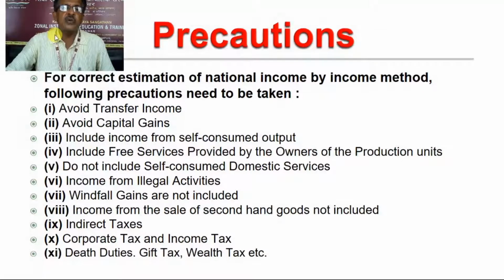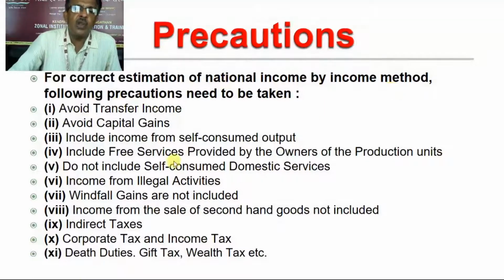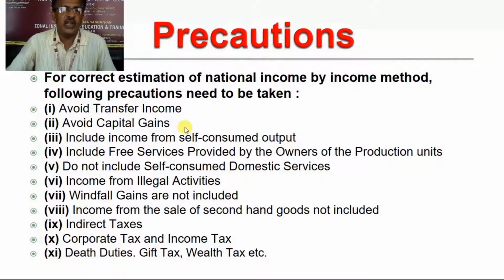So, precautions for the income method. For correct estimation of national income by the income method, the following precautions need to be taken. We have to avoid transfer income, because transfer income does not contribute anything to the flow of goods and services.